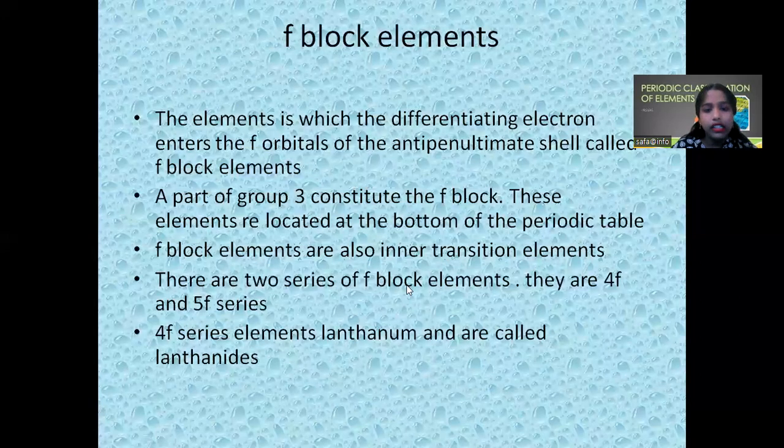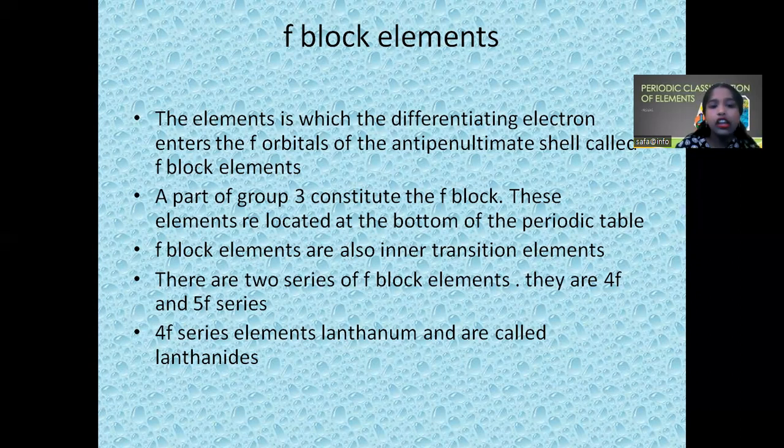Now F block elements. The elements in which the differentiating electron enters the f orbitals of the antipenultimate shell are called F block elements. A part of group 3 constitutes the F block. These elements are located at the bottom of the periodic table. F block elements are also transition elements. There are two series of F block elements, the 4f and 5f series. The 4f series elements follow lanthanum and are called lanthanides.